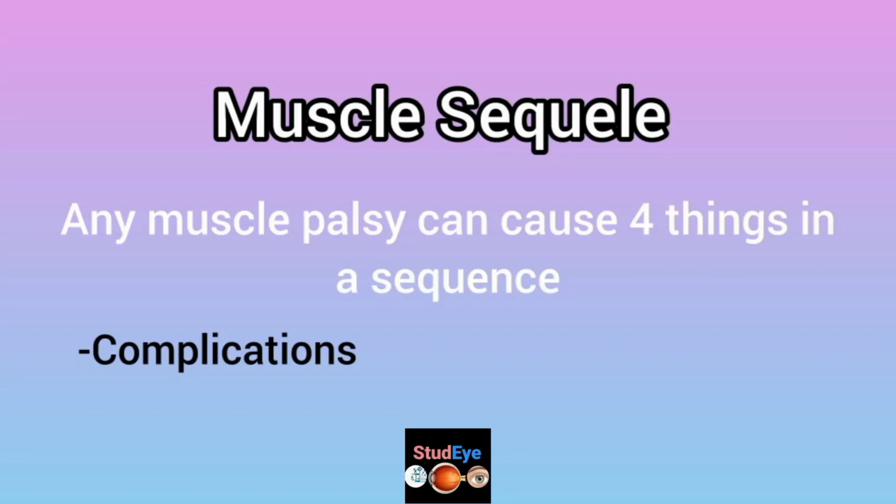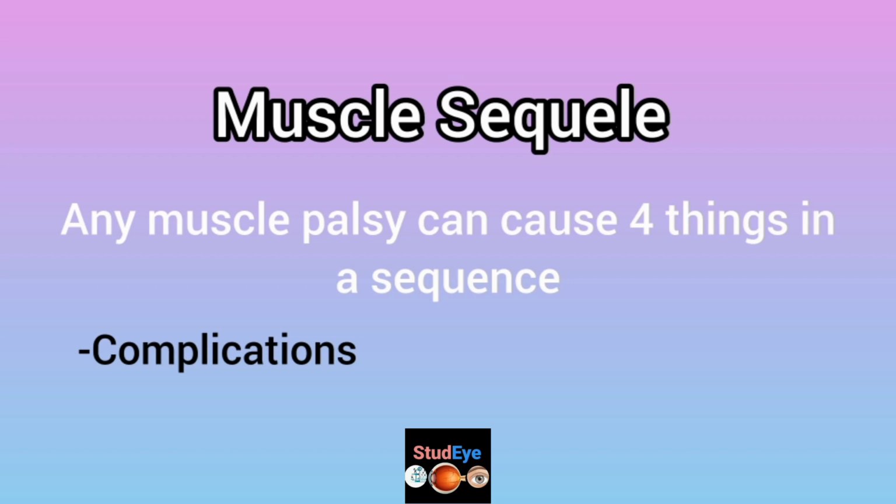Hello everyone. So today we are going to discuss muscle sequelae. As you all know, when a muscle gets paralyzed, we are specifically discussing the extraocular muscles of the eye, right? When any of those muscles gets paralyzed, we know that it does not perform its action, right?